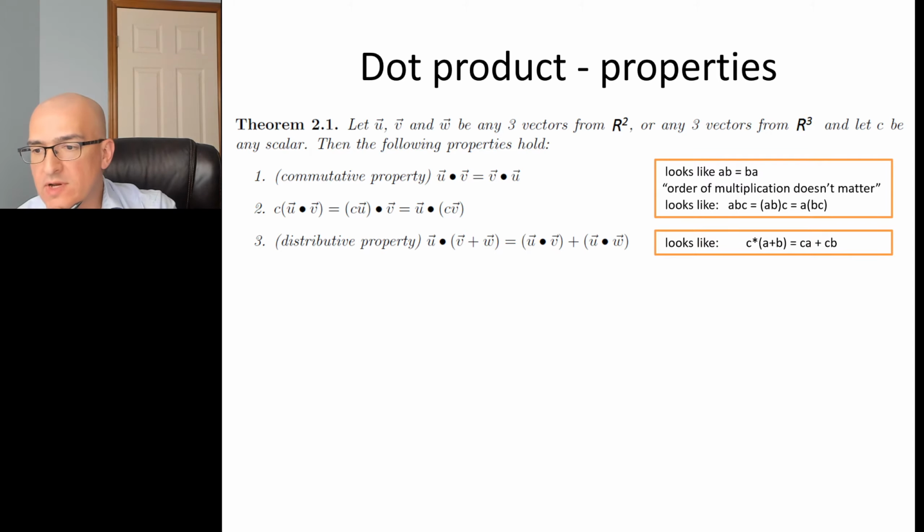The next property is called the distributive property, which says if you're taking the dot product of one vector, which we'll call u, with the sum of two other vectors, which we'll call v and w, you can distribute that dot product into u dot v plus u dot w. So you can do two different dot products and add the results together.